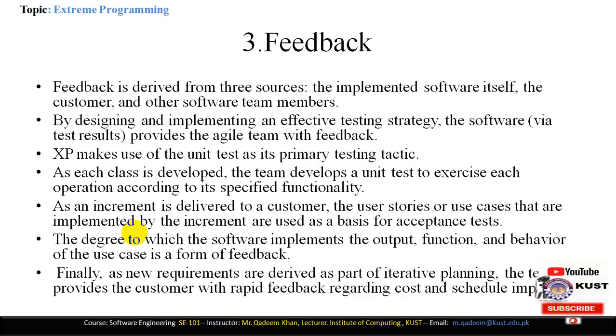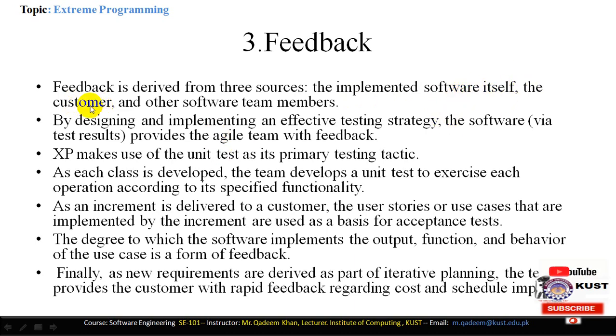The third one is the feedback. Feedback means that we in fact ask our stakeholders about their different opinions. So the feedback is in fact derived from three different sources. In fact, we take the feedback from three different sources. The implemented software itself. The implemented software itself means that the product that we have already developed. So we will take feedback from the product, whether the product is according to the quality or not.